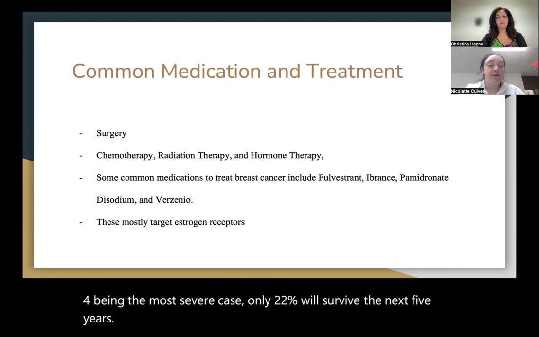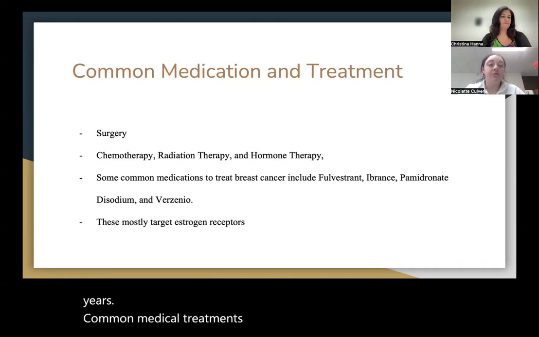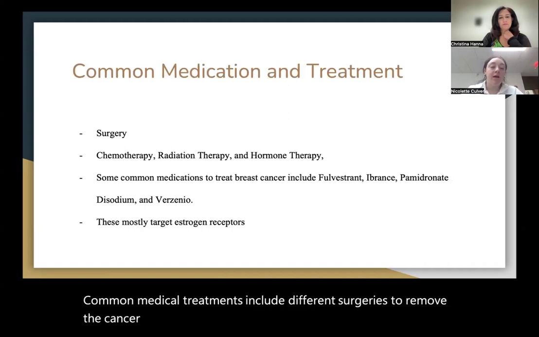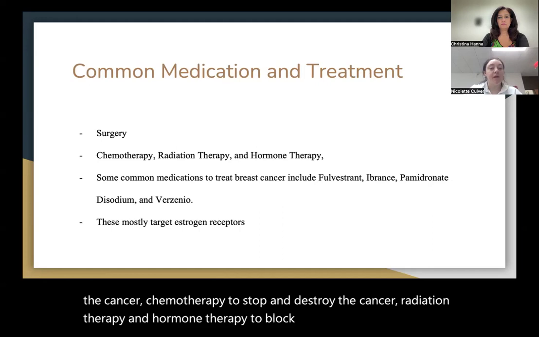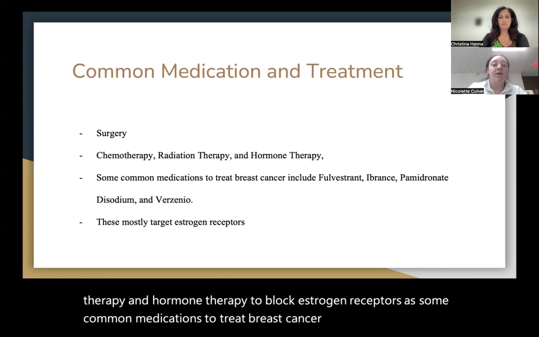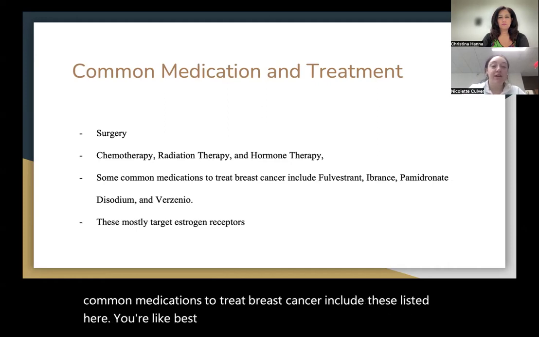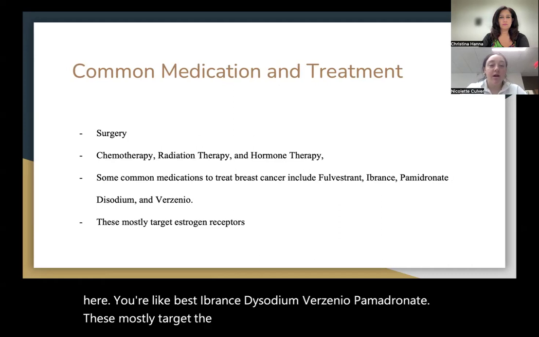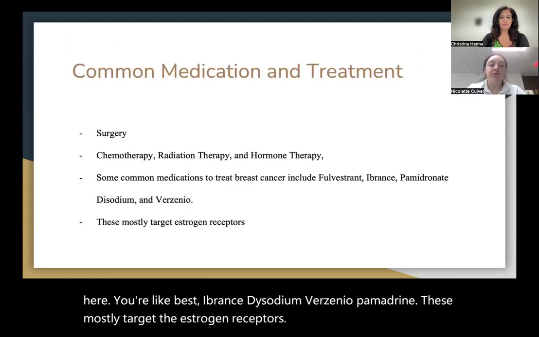Common medical treatments include different surgeries to remove the cancer, chemotherapy to stop and destroy the cancer, radiation therapy, and hormone therapy to block estrogen receptors. Some common medications to treat breast cancer include those listed here, like fulvestrant, Ibrance, disodium, Verzenio, and pamidronate. These mostly target the estrogen receptors to limit estrogen exposure.